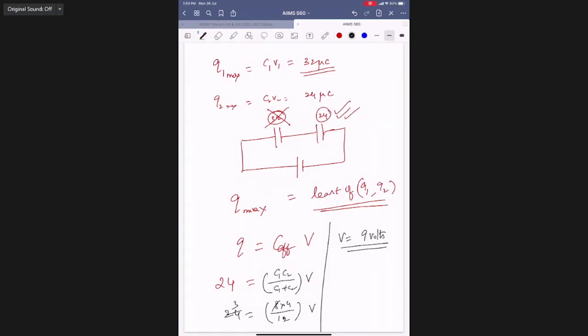Clearly visible now. One person can take how much? 24. Another person can take up to 32. Then if you allow 32, the 24 person will get damaged.